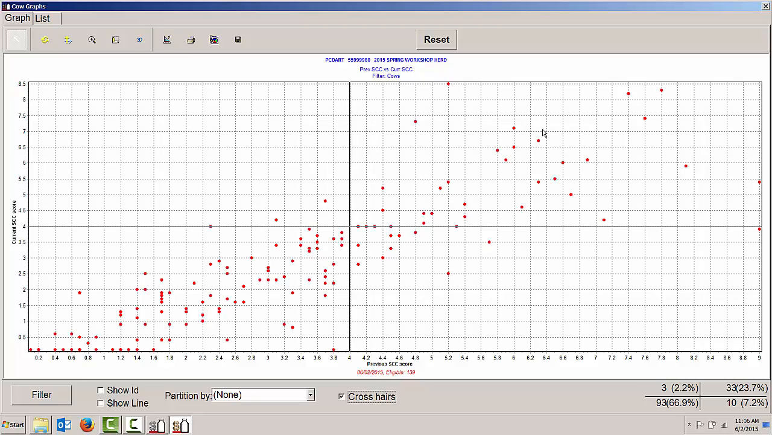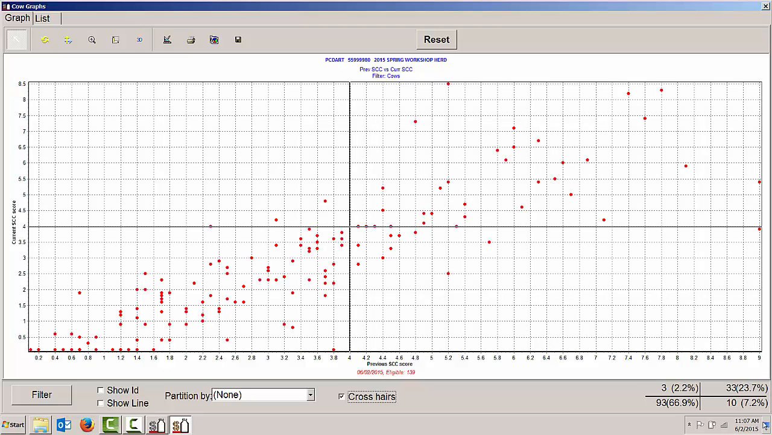So these cows in the upper right quadrant are chronic mastitis cows because their somatic cell count was high this test day and last test day. These cows in the bottom right quadrant are cured. Now they have in this current test day a low cell count. These are newly infected cows in the upper left.